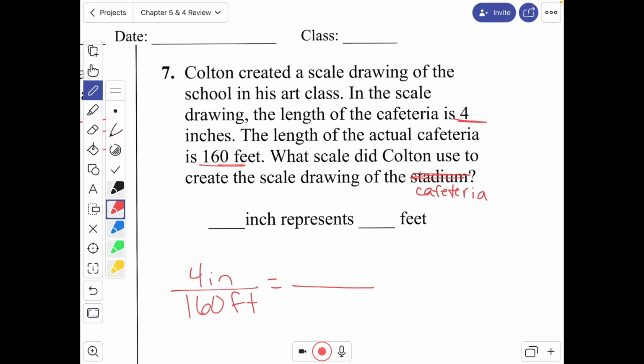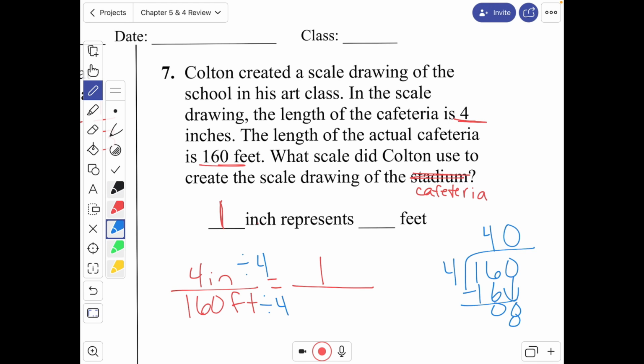And we want to figure out the scale for the drawing, so we want to change the inches to 1. So what would I have to do to 4 to change it to 1? Divide by 4. So if I do that on bottom, I'll find out what 1 inch equals. So 160 divided by 4 is 40. So the scale for the drawing is 1 inch represents 40 feet.